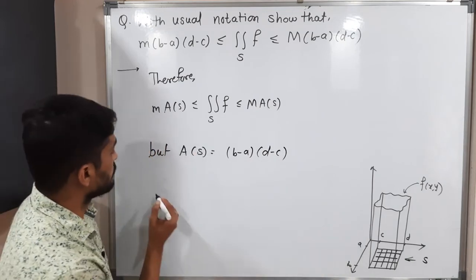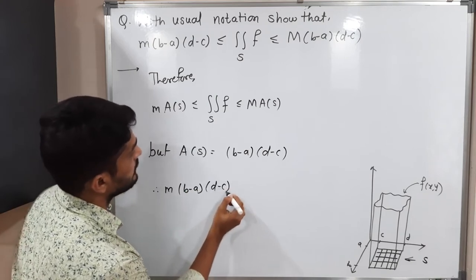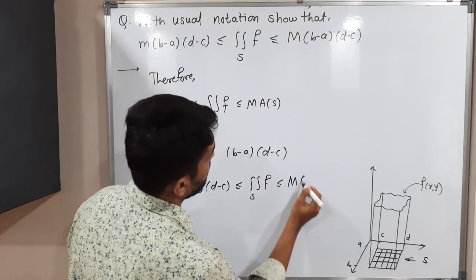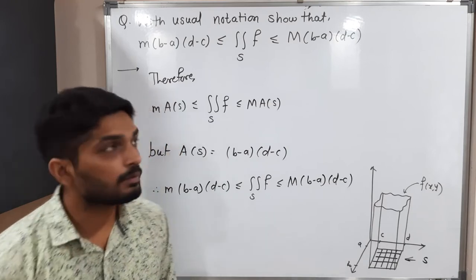So let me put it here. So therefore m into (b minus a)(d minus c) less than or equal to the double integral of f over S less than or equal to capital M (b minus a)(d minus c). So in this way we proved it, getting?